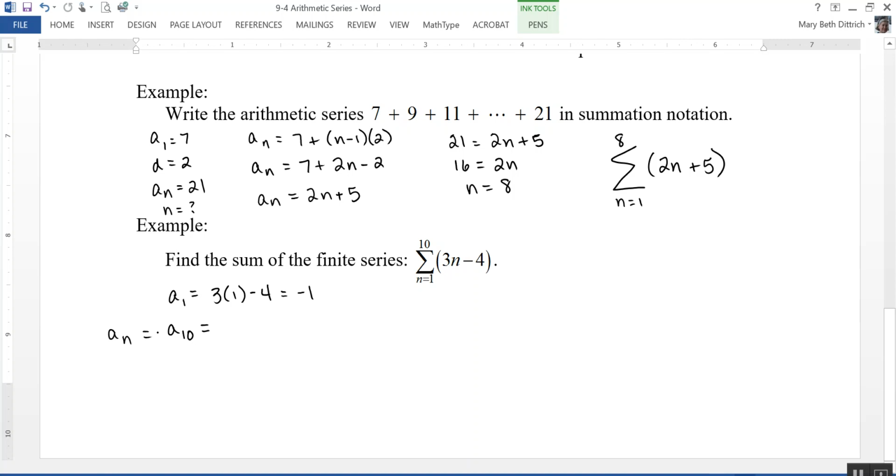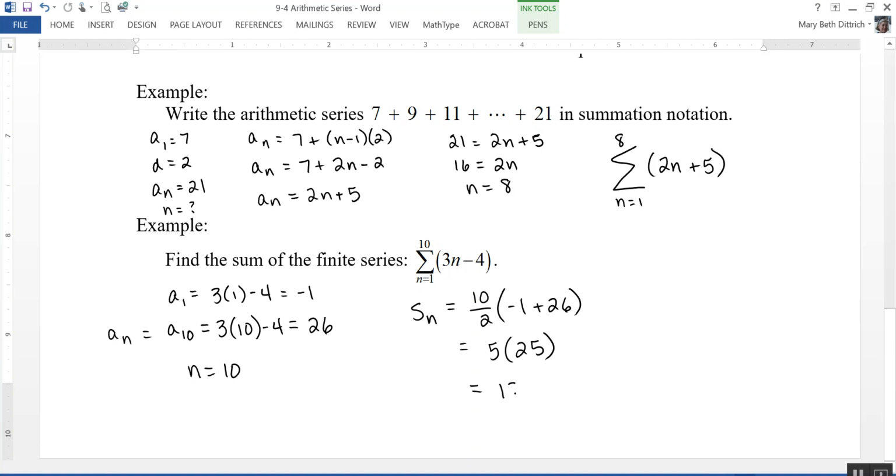So my a sub n is equal to a sub 10. So that's 3 times, plugging in 10 for n, minus 4. 30 minus 4 gives me 26. And I know that there are 10 terms in this series. Using the formula up above, S sub n equals n over 2 times the first term plus the last term. That's equal to 5 times 25, or the sum of this series is 125.